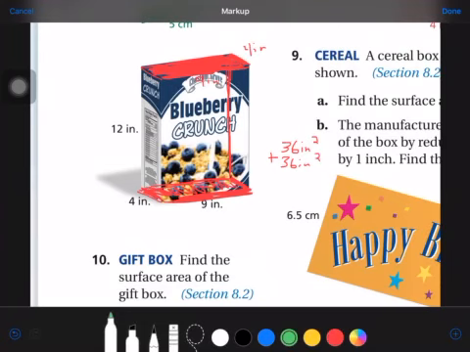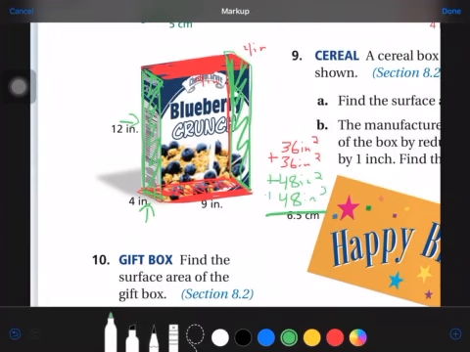Now let's look at these side panels. Okay, and we can see here that this is 12 and this is 4. So 12 times 4, that's 48 inches squared. And then across from it is going to have all the same measurements. So it's also going to be 48 inches squared. Okay. Now we just have the front and the back panel.